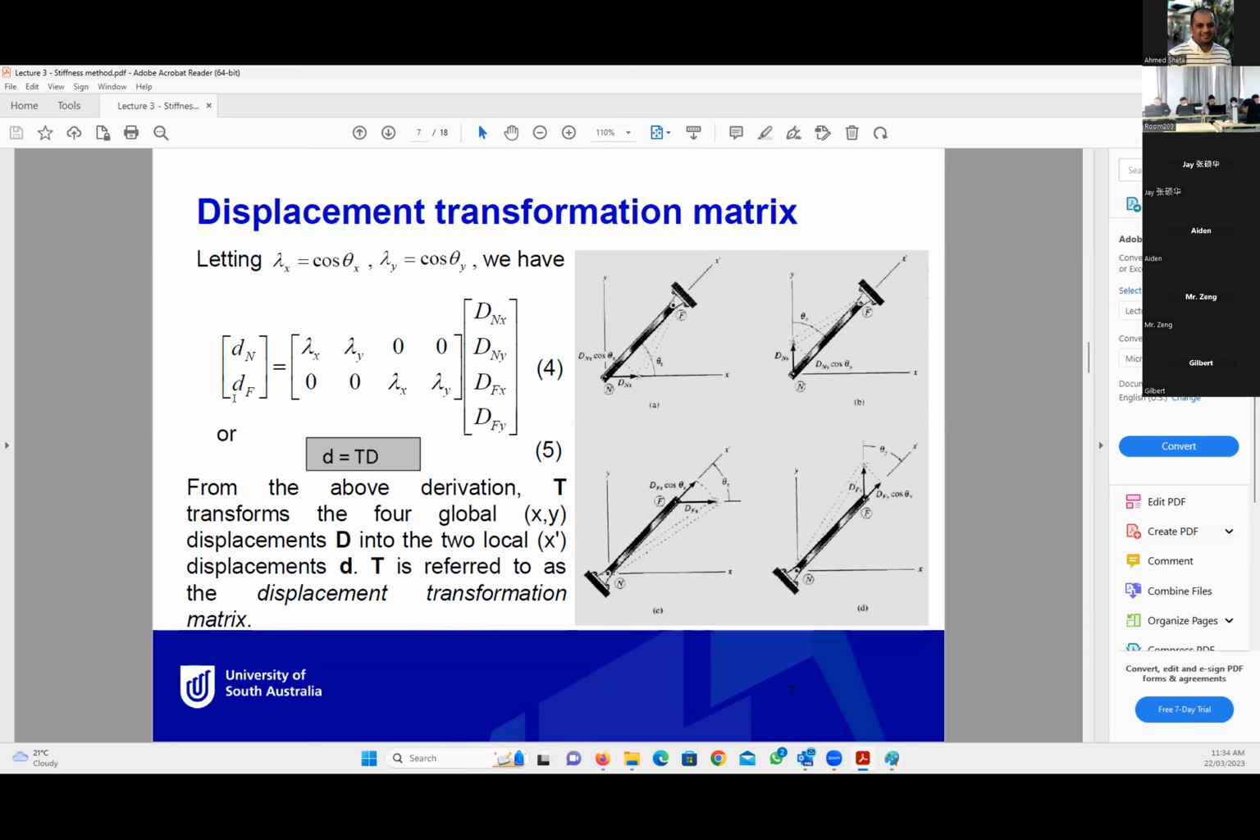What are dn and df? Dn and df are the local displacements. Lambda x, lambda y are cosine theta x, cosine theta y. dnx, dny, dfx, dfy are the global displacements at node n and node f. This formula is important to us, so please keep it in mind. This is how to convert from global to local coordinates. If you have the global coordinates, they will be multiplied by T, which is called the transformation matrix, to give the local coordinates.